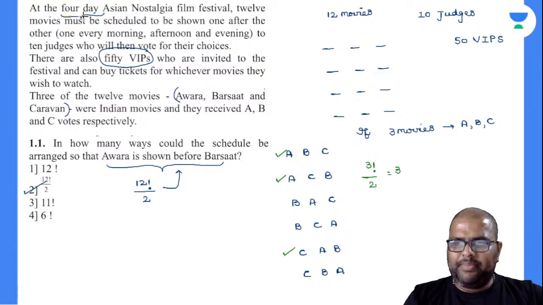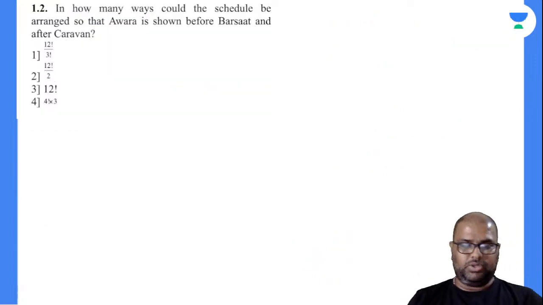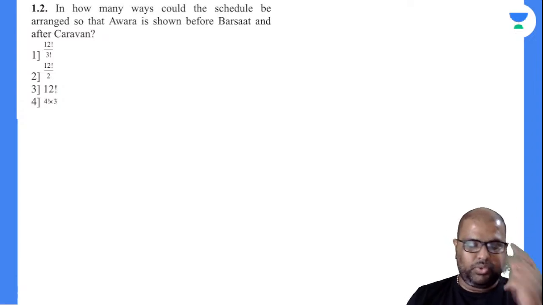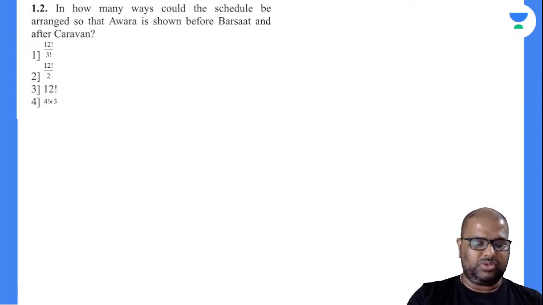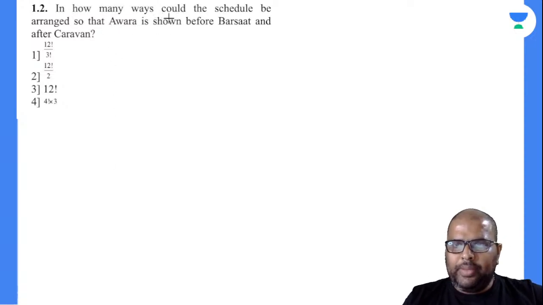Let's go for the same data, right? Same data. I'll go for the second question. I'll solve the second question also. From the third question, I'll give you 2 minutes for each and every question to solve. Right. Now, what is the question asked? In how many ways could you schedule?